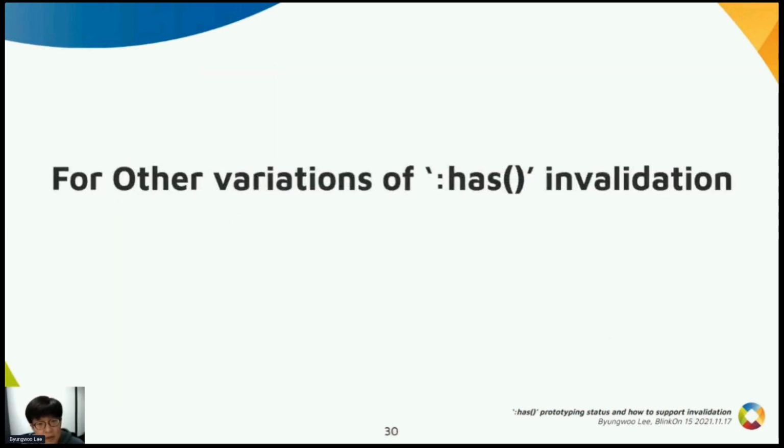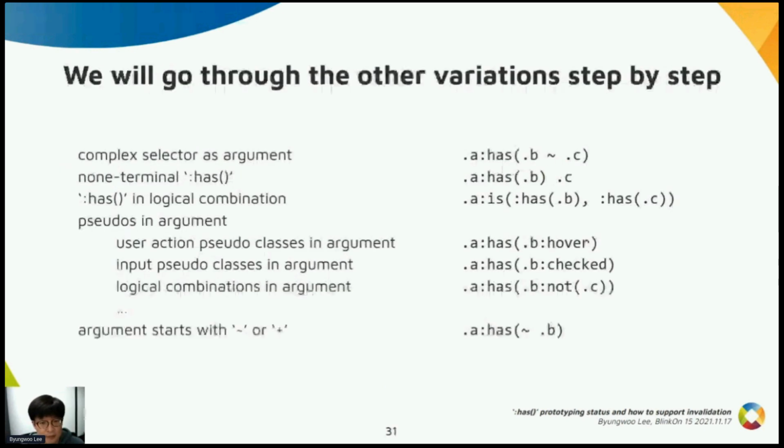So these are about the simple case of class A has class B, and we have many other variations. We can use complex selectors as the hash argument, and we can use a hash selector as a subtree condition of the subject element. With some logical combinations, we can combine multiple selectors using hash, or we can use many pseudos in the hash argument. Those have different problems, and those problems need to be handled by different solutions. So we will go through the other variations step by step as we've been doing.